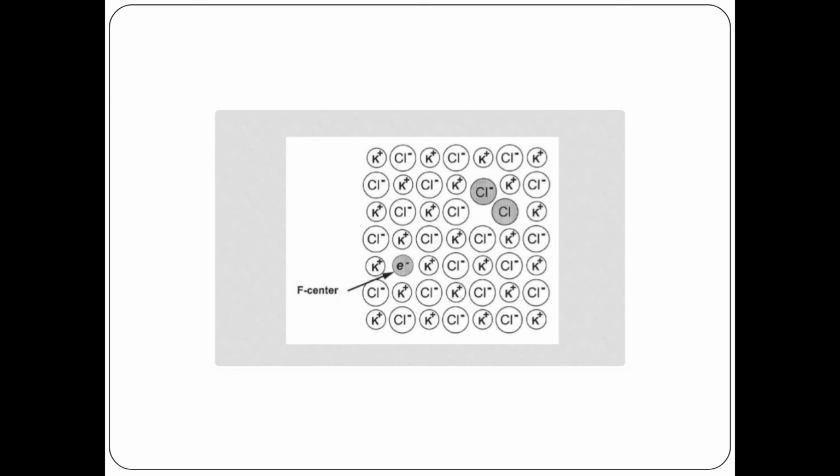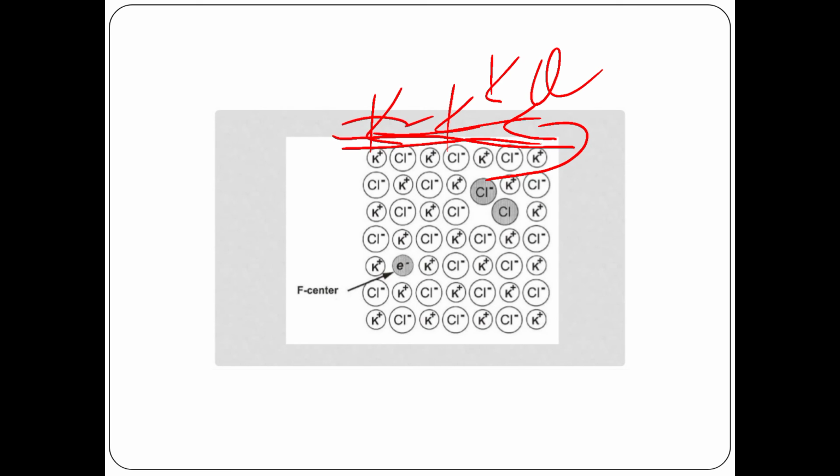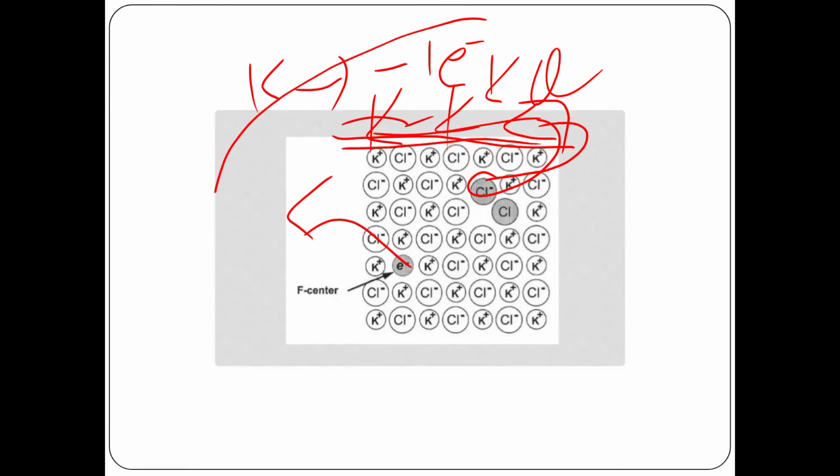Here you can see this in the model of KCl. If more K is accumulated on the surface, the chloride will react with this excess K, and it will form KCl further. So the chloride will move from here, and the unpaired electron from K will sit in this position. That is an F center.